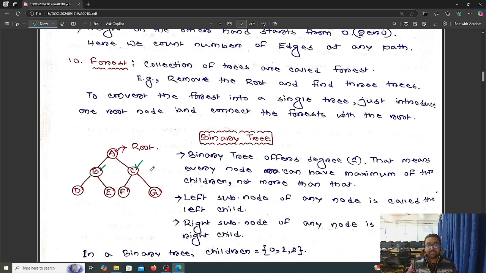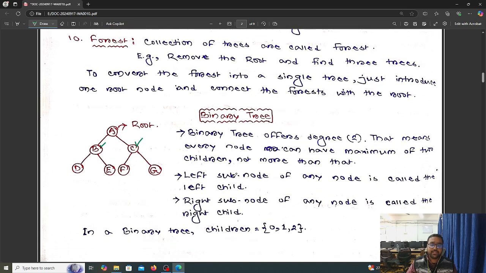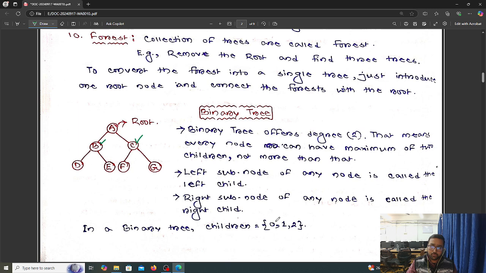In a similar way, C can be treated as the right child of A. Now, a binary tree can have no children. For a leaf node, no children should be there, like D, E, F and G; they are not having any children. Similarly, some nodes can have only one child, and some nodes can have two children, and that is the maximum. In a binary tree, any node cannot have three children.